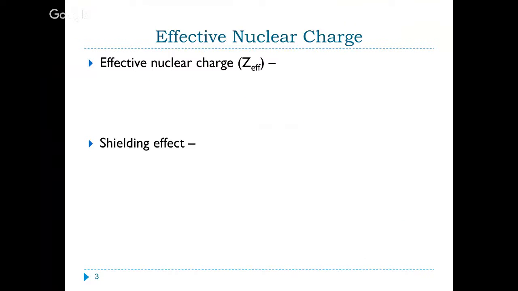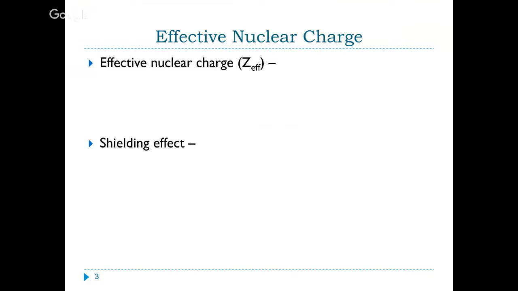So let's talk about effective nuclear charge, which is going to dictate things like how big an atom is, ionization energy, electron affinity, etc. Your effective nuclear charge is looking at a particular electron and determining how strong of an attraction it has to the nucleus.